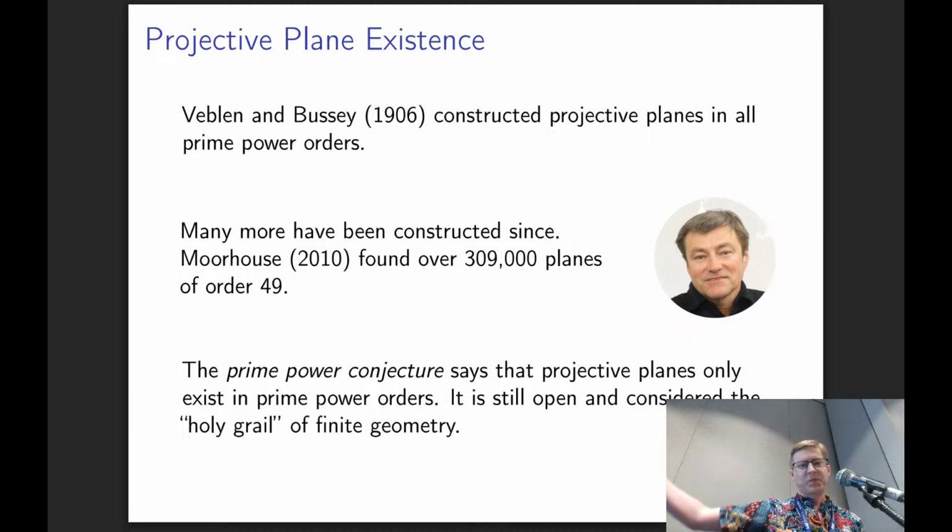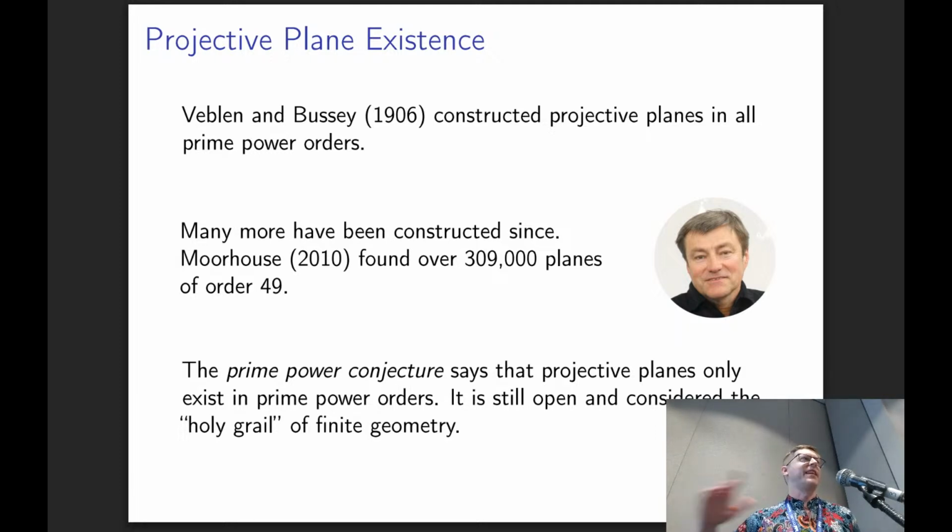Interestingly, for projective planes, there are many more projective planes than just the ones you get from this construction. For example, Moorhouse in 2010 found over 309,000 projective planes of order 49. So there's tons of them. But what orders do they exist in? There's a famous conjecture, the prime power conjecture, that they only exist in prime power orders. This is still open. It's like the holy grail of finite geometry.